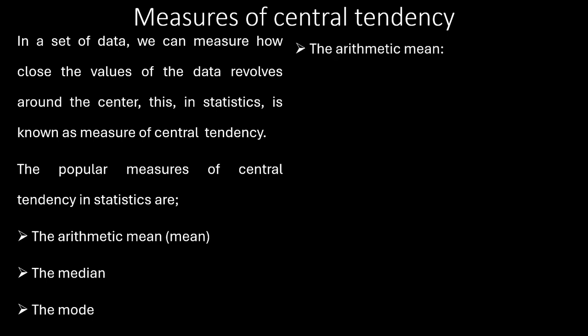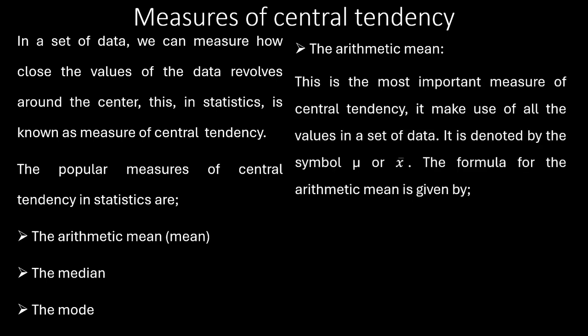Now, let's go to the arithmetic mean. This is the most important measure of central tendency. It makes use of all the values in a set of data. It is denoted by the symbol mu or x bar. The formula for the arithmetic mean is x bar equals summation fx over summation f if we have our values in a frequency table, or x bar equals summation x over n when our data is given as raw data, that is, it is not arranged in a frequency table.